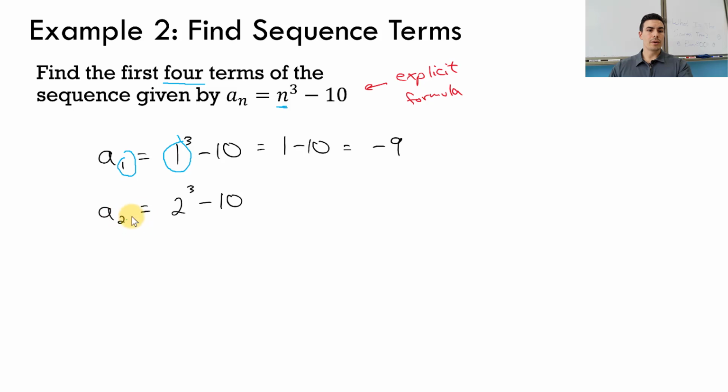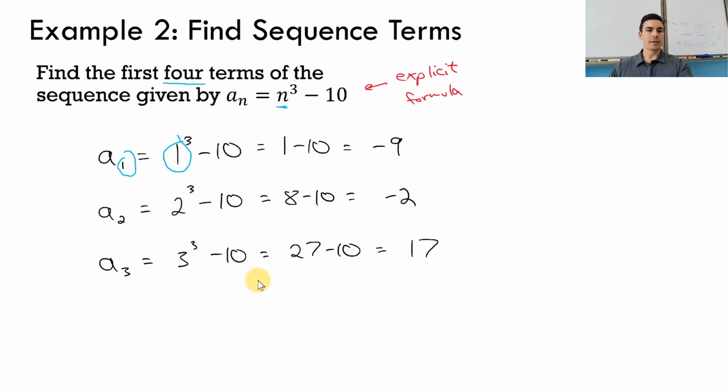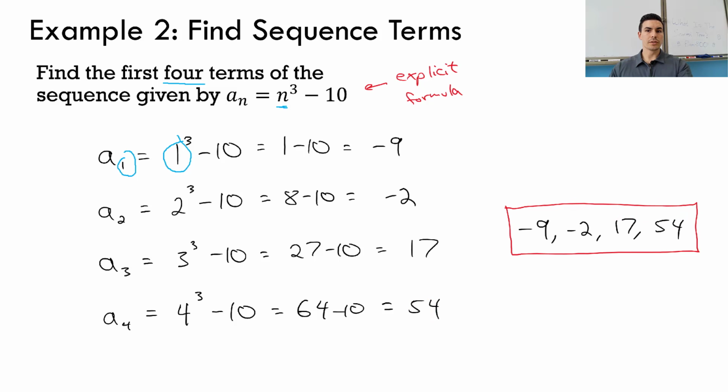A sub 2, I would go ahead again, just plug in 2 wherever I see n, and I get -2. A sub 3, I plug in 3 now, and I calculate that out to be 17. And a sub 4, that's going to be 4 cubed minus 10, that's going to be 54. All right, so the first 4 terms of this sequence would be -9, -2, 17, and 54.